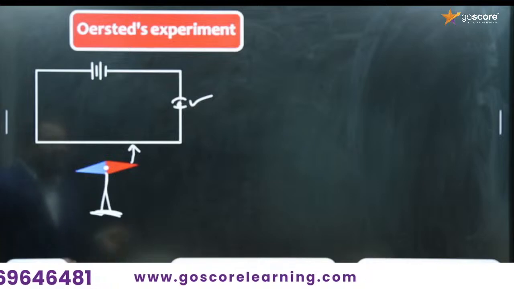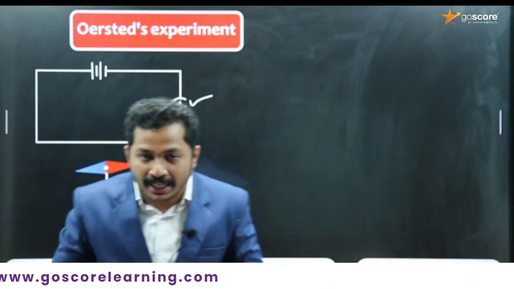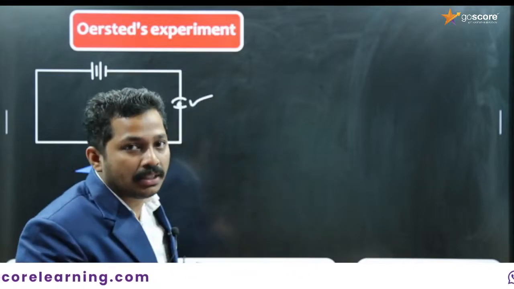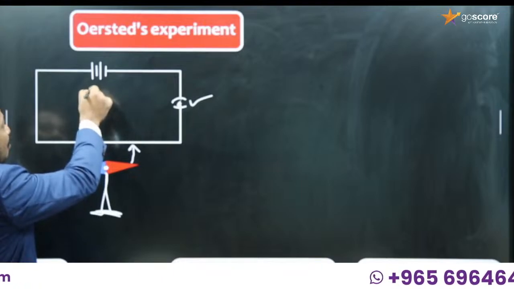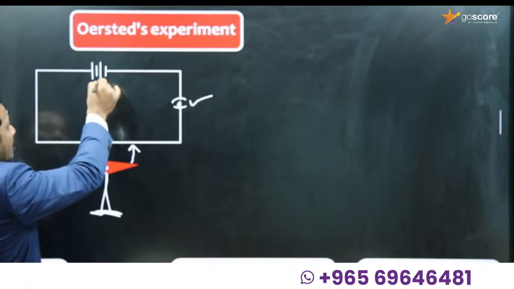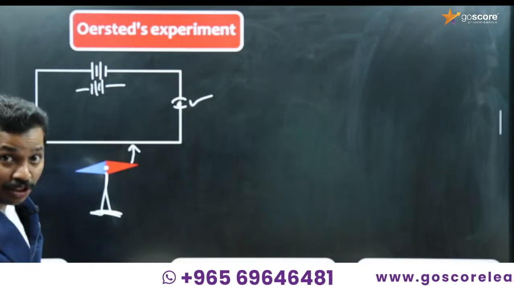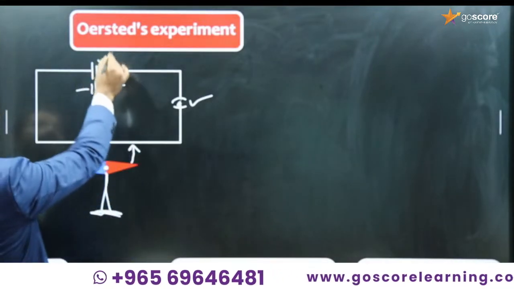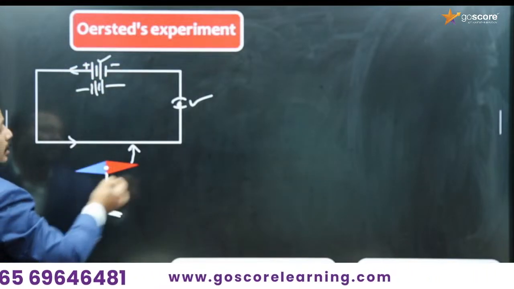So when he reversed the direction of current, how can he reverse the direction of current? Any idea regarding that? Just by reversing the polarity of the battery. If you place the battery like this, we can change the direction of current. So for this circuit, the direction of current starts from positive and ends in negative. So this will be the direction of current.